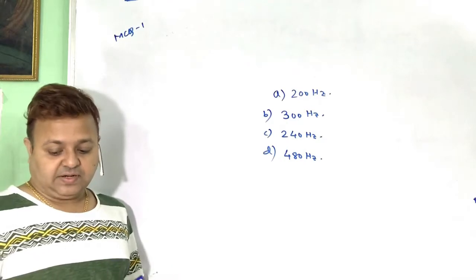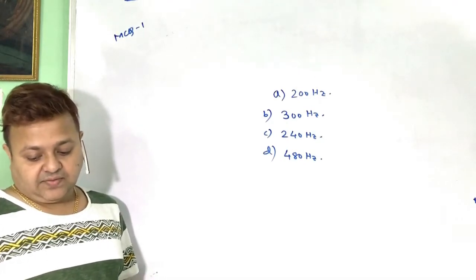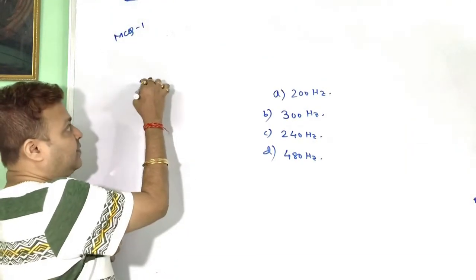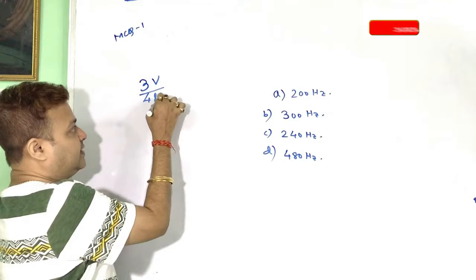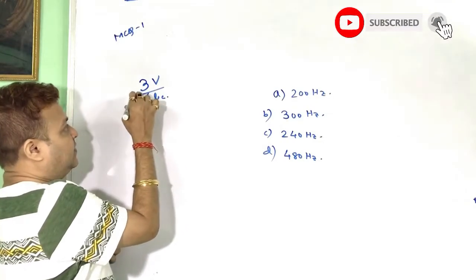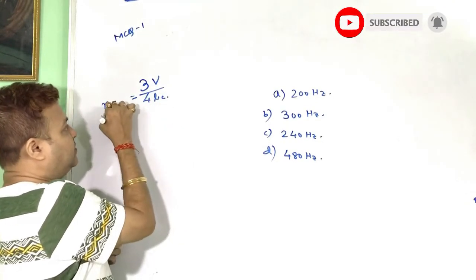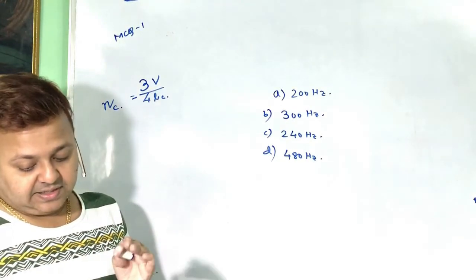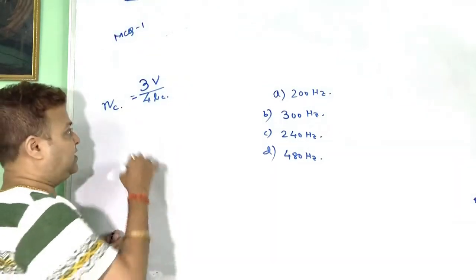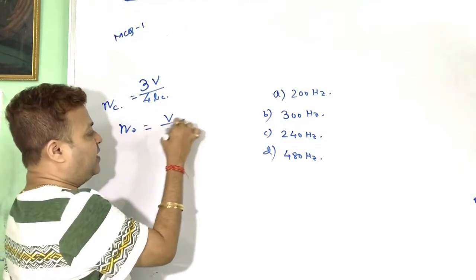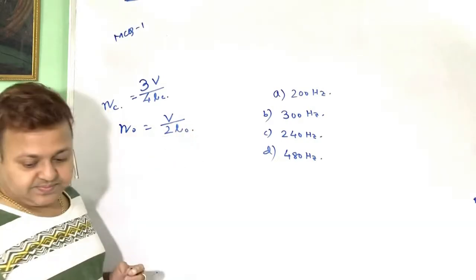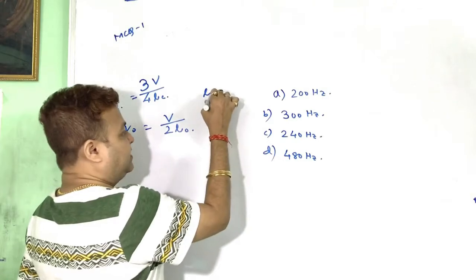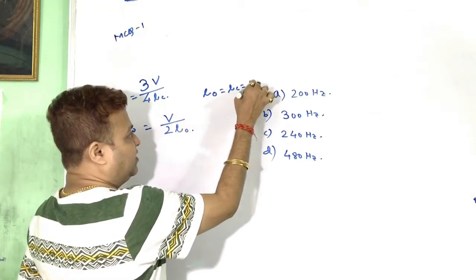An open pipe is suddenly closed at one end. The frequency of the third harmonic of the closed pipe. What is the third harmonic of the closed pipe? 3v by 4L. This is the frequency of the third harmonic of the closed pipe, found to be higher by 100 Hz than the fundamental frequency of the open pipe. What is the fundamental frequency of the open pipe? v by 2L. And the length of both pipes is the same, that is length of open pipe equal to closed pipe, equal to L.